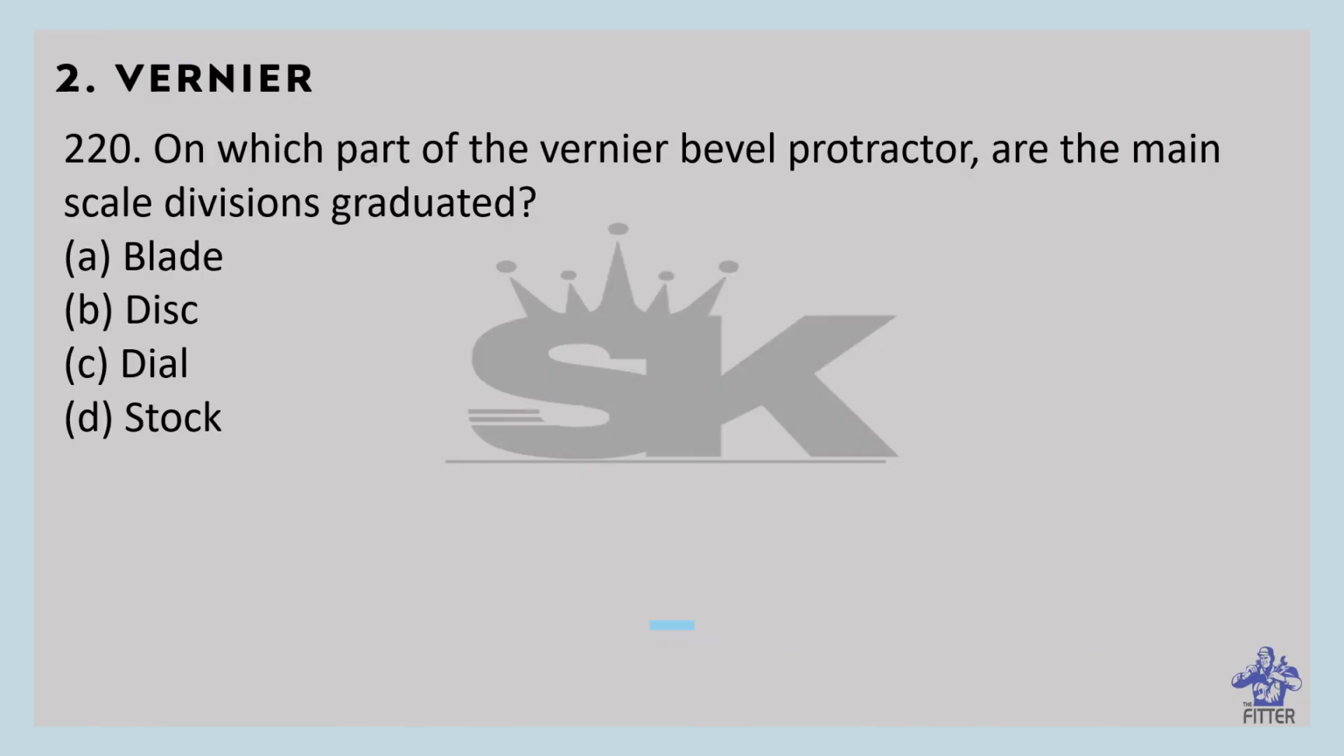On which part of the vernier bevel protractor are the main scale divisions graduated? That is on the disc, option B. The disc is the most important part of the vernier bevel protractor. It has a main scale which is divided into 360 equal parts. Each division is equal to 1 degree.